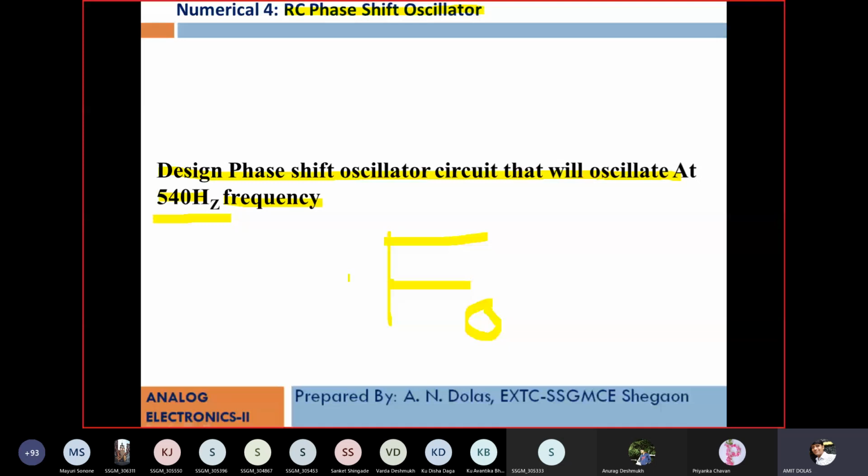Generally C is in the range of less than 1 microfarad, or in the microfarad range, and R may be in the ohm or kilo ohm range here, depending on the value of C.